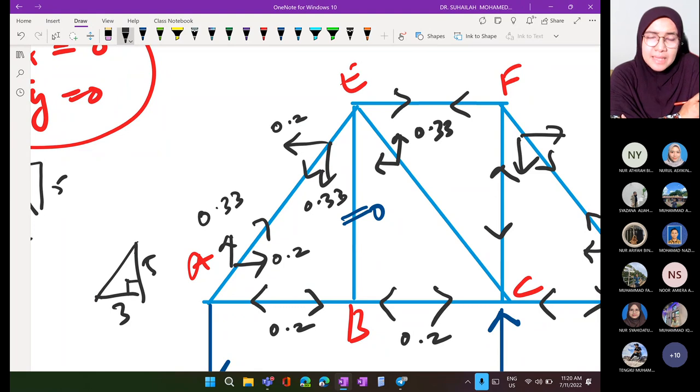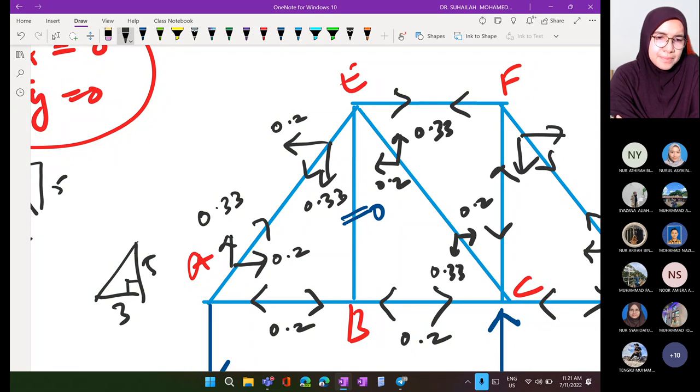Everything must be balanced, X and Y. X and Y, we get 0.33 ke satu ke bawah, satu kena atas 0.33. Okay, so this should be 0.2 juga. 0.2. So complete kan yang ni, 0.2 and 0.33. So yang atas ni berapa? Yang atas tu, 0.2, 0.2. So we get EF tu. What is the value for EF?